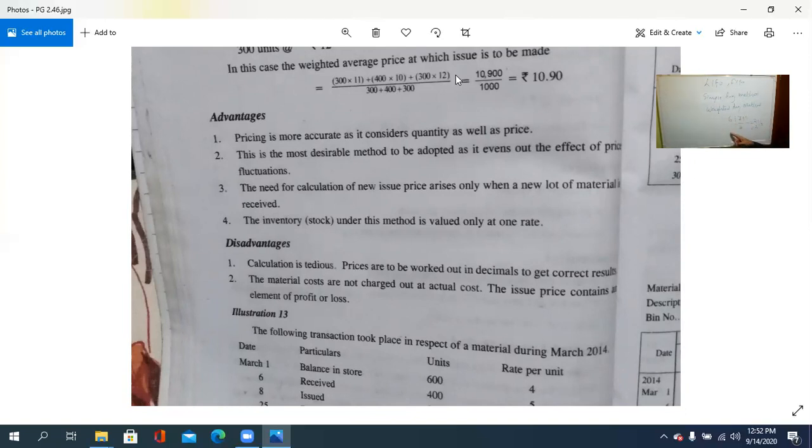Weighted average in the total production: 300 into 11 plus 400 into 10 plus 300 into 12. That is the total cost divided by the total quantity, 300 plus 400 plus 300.